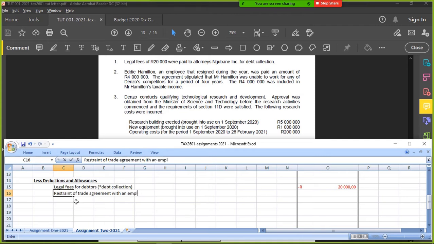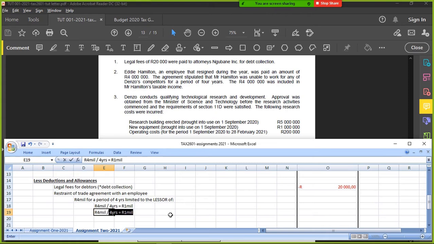So I would insert it as is like that, and then you would say, what was it? It was 4 million for a period of 4 years, limited to the lesser of. And then you would have to show the working. So you'd have to show 4 million divided by 4 years equals 1 million. Do you agree?